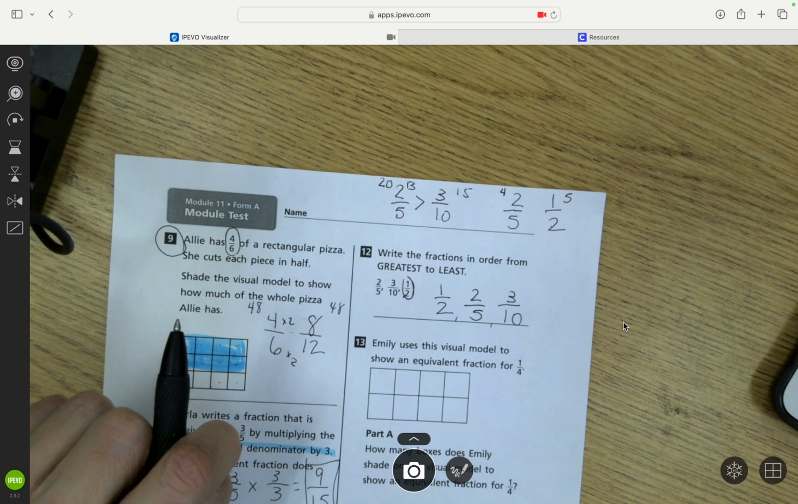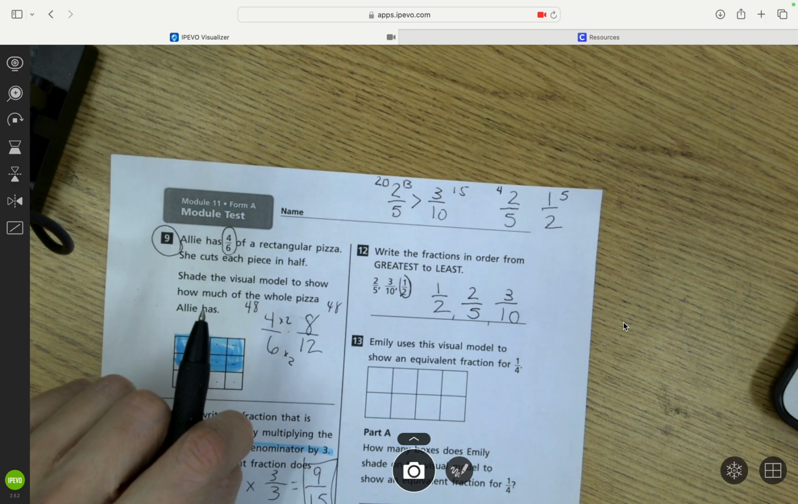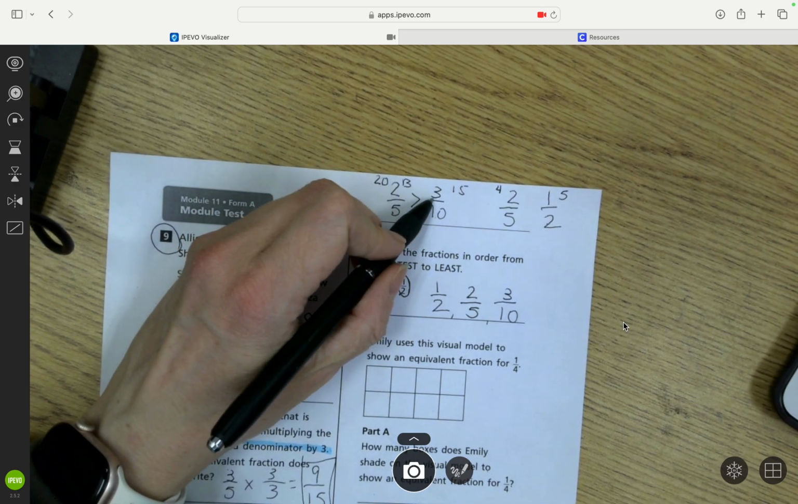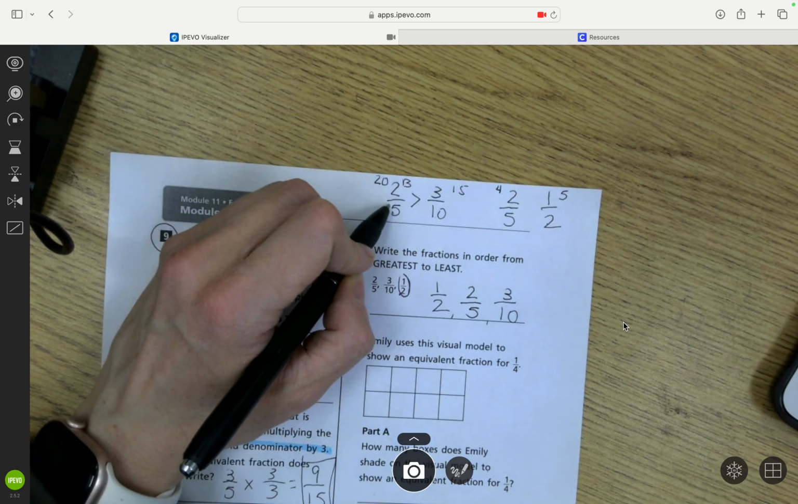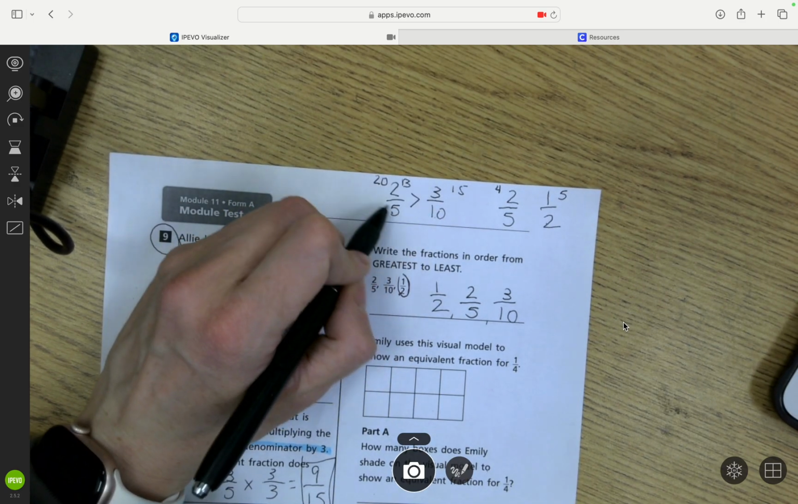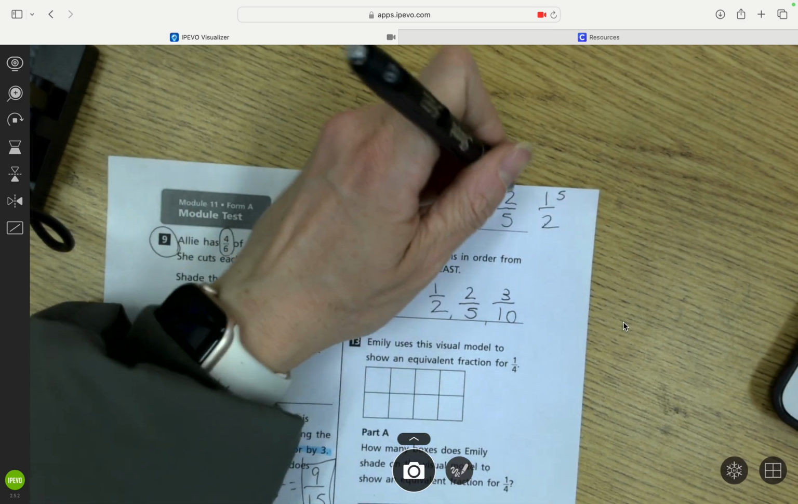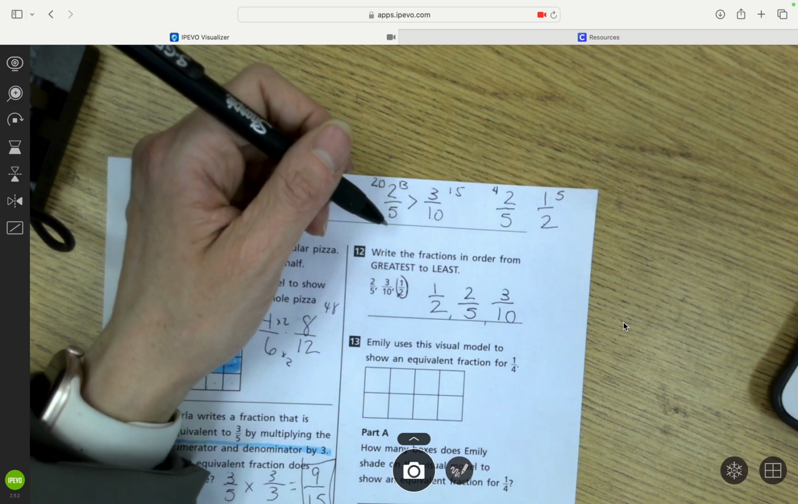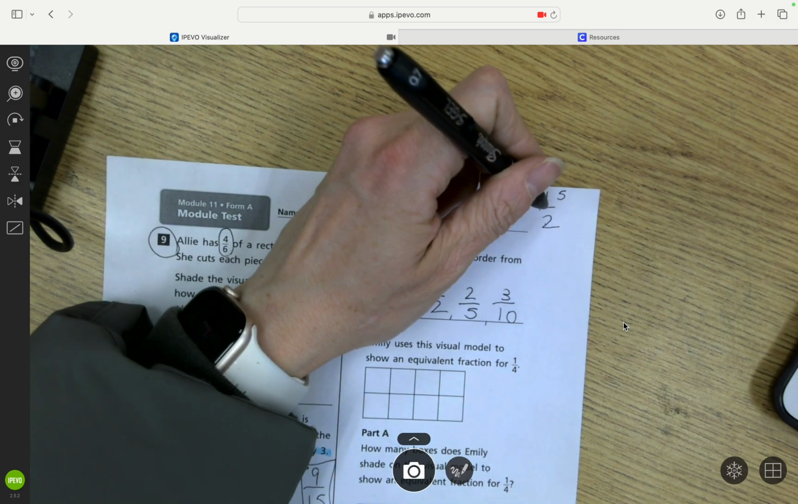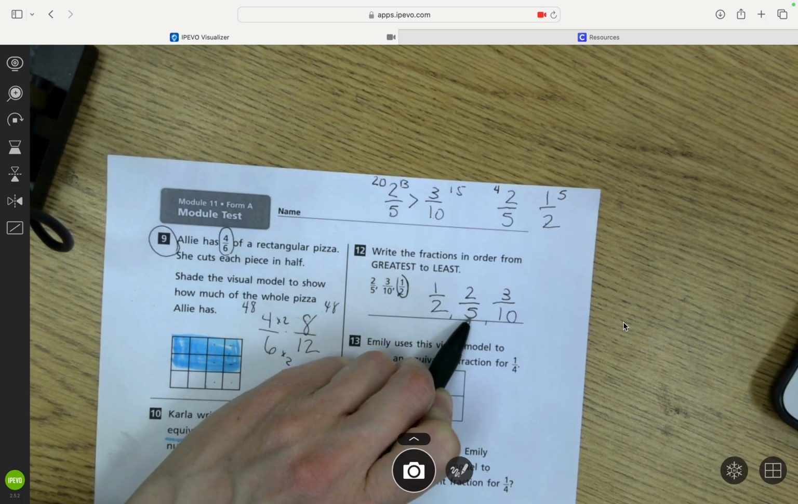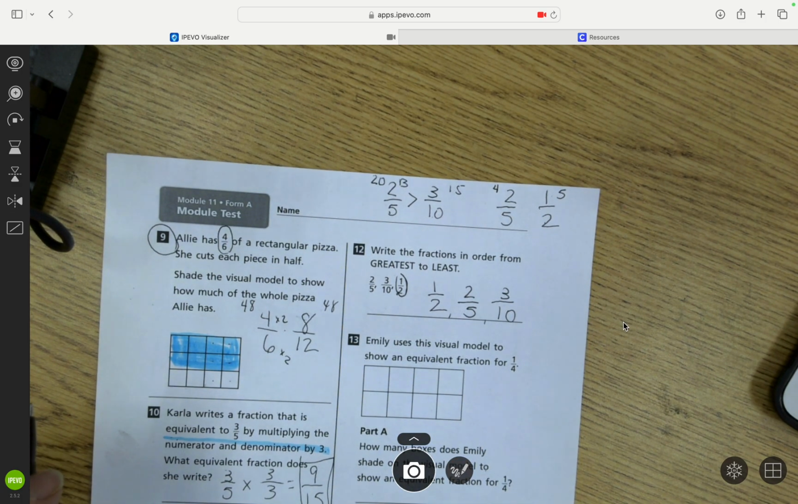Okay? So it's like you do matches. So the first match was 2/5 and 3/10. And we decided that 2/5 was bigger. We found out 2/5 was bigger by cross multiplying. Then up next was 1/2. So we compared 2/5 and 1/2. And 1/2 was bigger. So we know 1/2 is the greatest, then 2/5, then 3/10, okay?